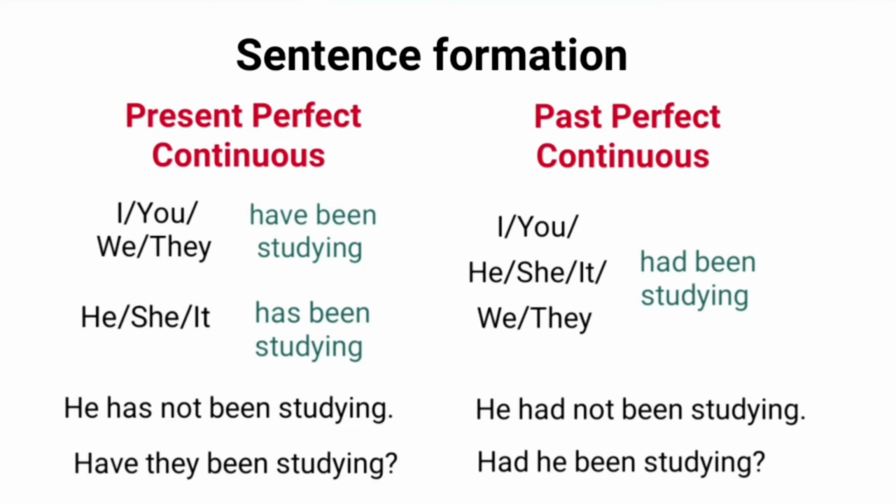In past perfect continuous tense, with all the subjects, we use had been. Examples are you had been studying, she had been studying, they had been studying. In negative sentences, not is added, and sentences are he had not been studying, we had not been studying. Example of interrogative sentences: had he been studying?